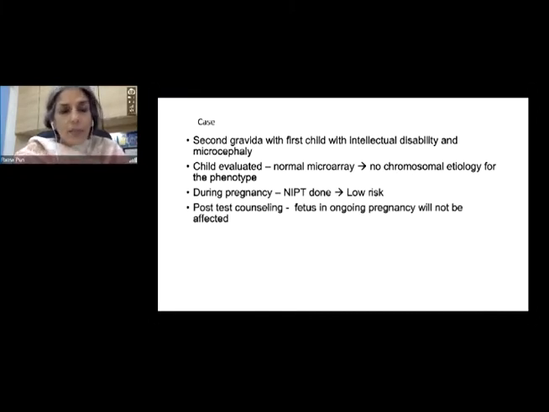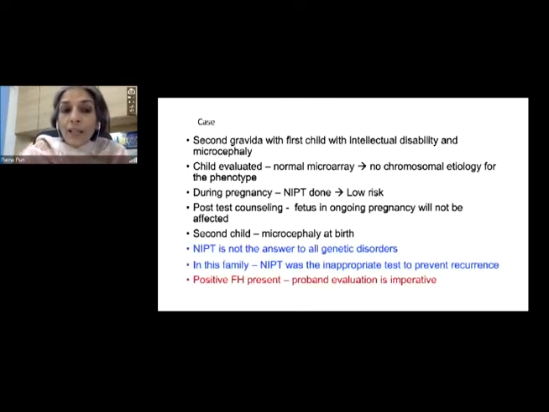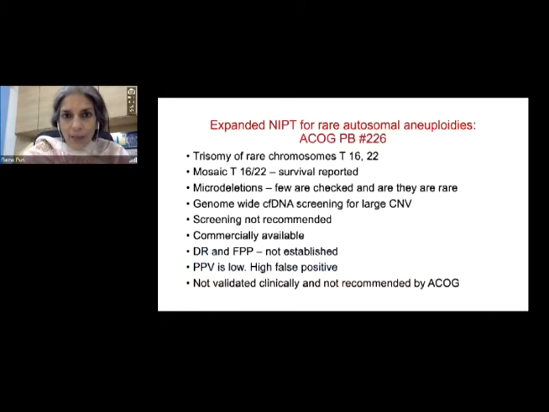So what happened during the pregnancy of this lady? An NIPT was done. It came back as low risk. In the post-test counseling, she was counseled that the fetus in the ongoing pregnancy will not be affected. The second child, unfortunately, also had microcephaly at birth. So remember that NIPT is not the answer to all genetic disorders. In this family, the NIPT was the inappropriate test to look for recurrence of microcephaly. And whenever there is a positive family history, you have to first evaluate the proband to understand what caused that particular problem before you can guide the family as to what is the best test that needs to be done.